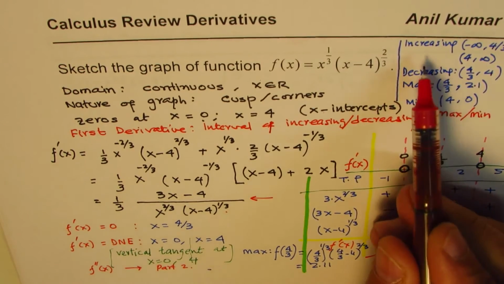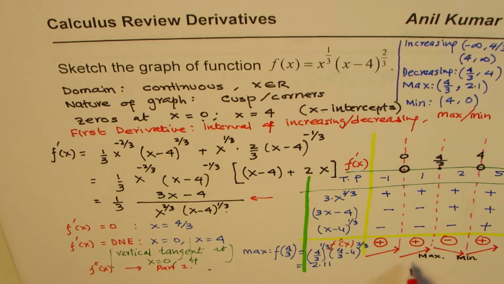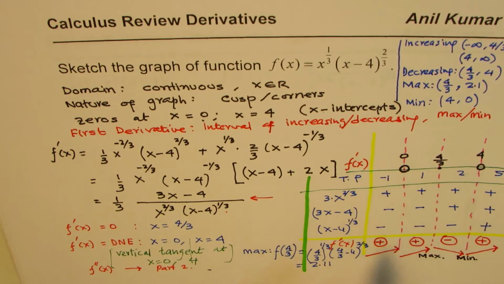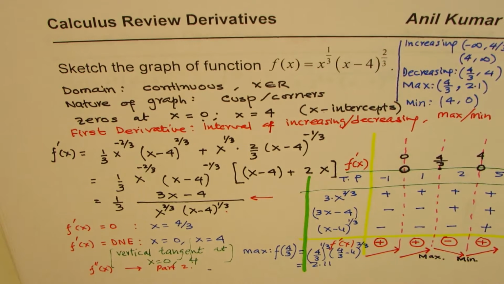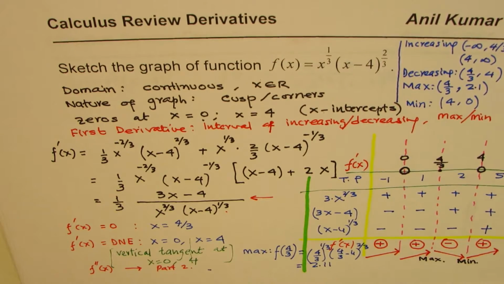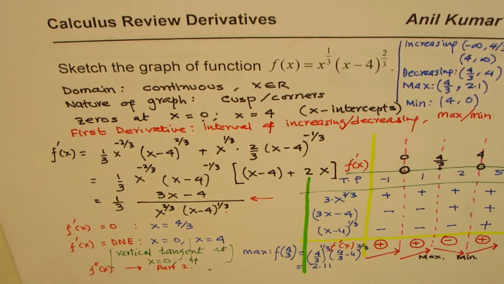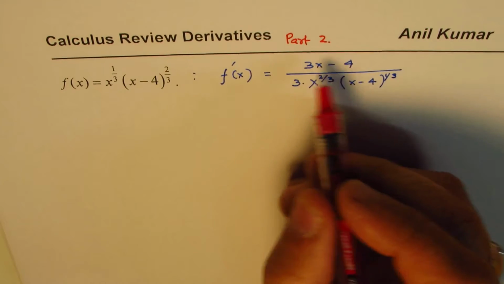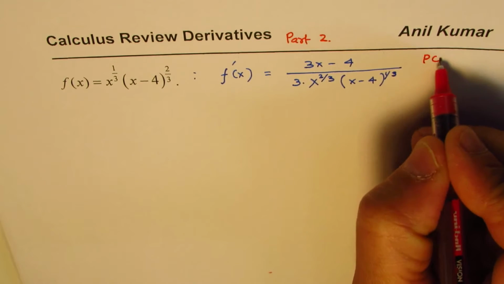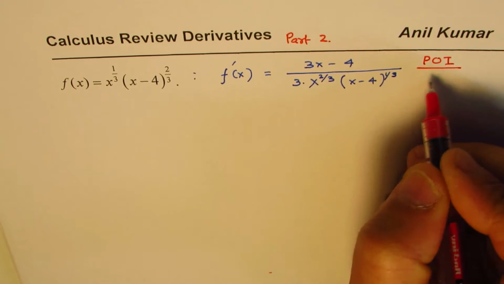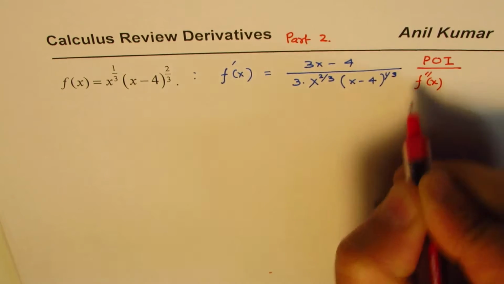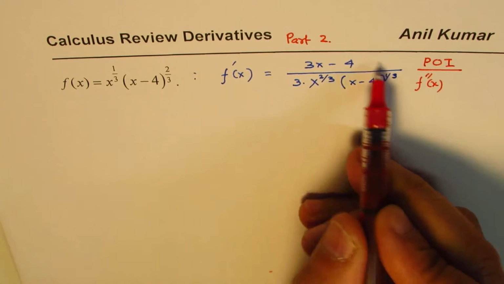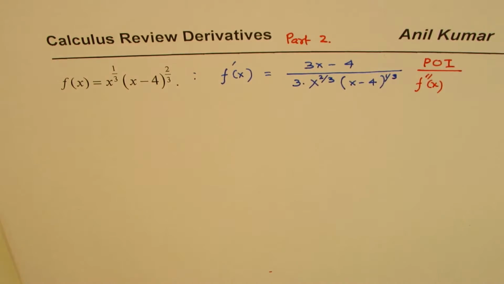And we also found that the function is increasing in some interval, and it is only decreasing in the interval from 4 over 3 to 4. It has a maximum at 4 over 3 and minimum at 4, right? So we'll continue from here, analyze the second derivative now. So the idea in part 2 is to find the point of inflection, right? That is what we need to find, and for that we need to analyze the second derivative of this particular function, right? Now to find the second derivative, you could always start with this function and find the second derivative.